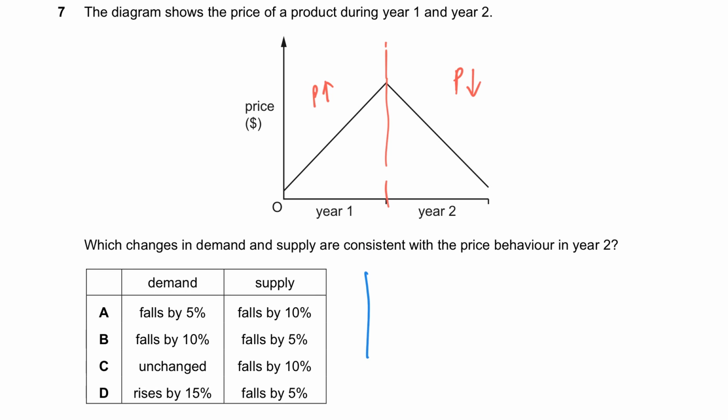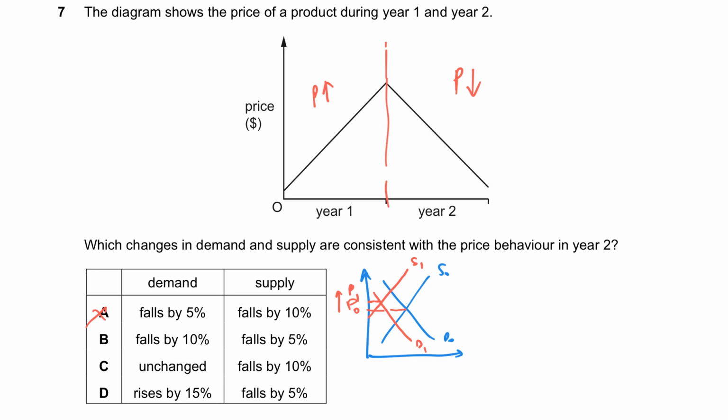So let's assume that right now the demand is D naught and supply is S naught. So demand falls by 5%. So demand goes from D naught to D1. Okay, and supply falls by 10%. So I'm going to make a larger fall in supply. So if the supply is falling by more than the fall in demand, you will see the price actually goes up. Does that make sense? So that's why A can't be the right answer.